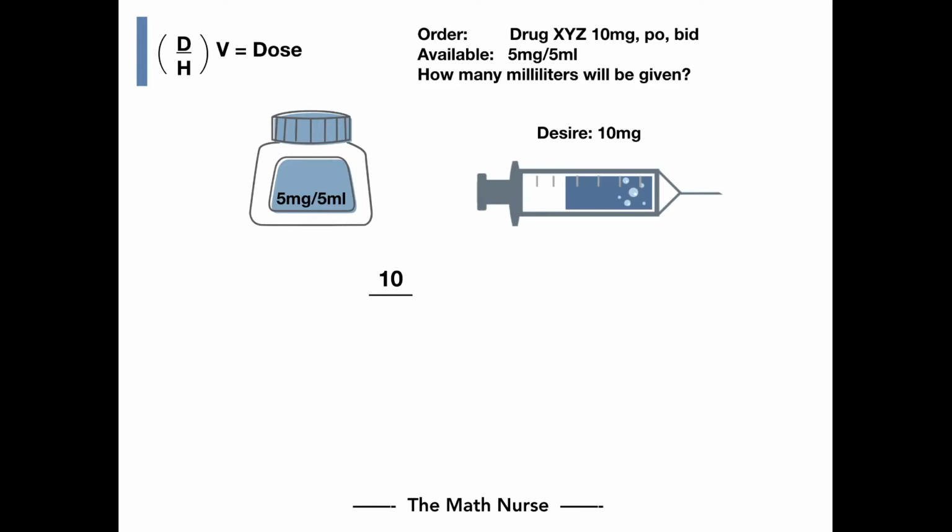All right, but we need to give our patient 10 milligrams. So we plug in 10 as our desire. It's what we want to give the patient. We're going to divide that by 5 milligrams. And then we're going to times it by 5 milliliters because that's our volume. And our answer is 10 milliliters.